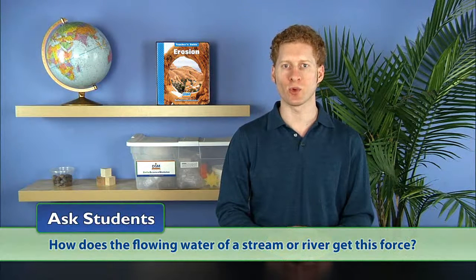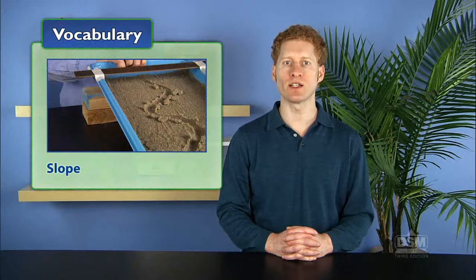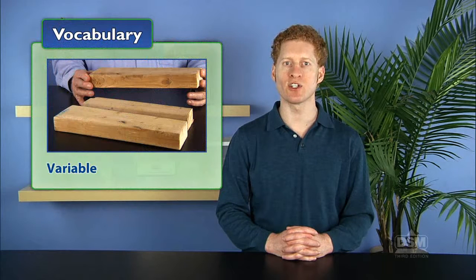Then ask students, how does the flowing water of a stream or river get this force? Most students will know that water will flow faster down a steep incline, and that the greater the speed, the more force the water has. Define slope as the angle of incline of a streambed or riverbed, and define variable as the condition to be tested in a controlled experiment. Inform students that in this activity, they will investigate the variable of slope and how it affects erosion.